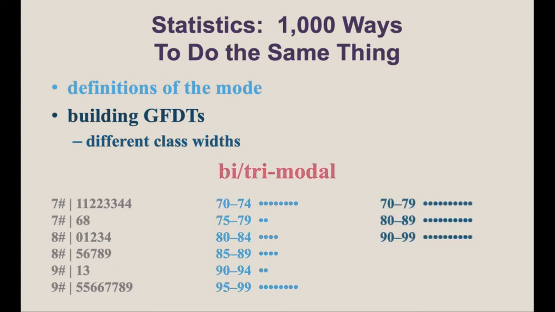However, if we were to present the data using a GFDT with a class width of 10, we end up with a different shape for the distribution. In this case, it appears to be a uniform distribution, with each class having the same frequency. Again, doing the same thing in a slightly different manner appears to produce different results.